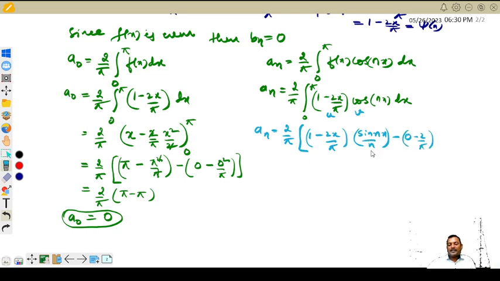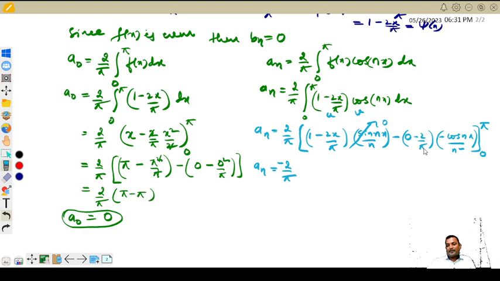Integration of sin nx by n is minus cos nx divided by n square. So next, differentiation of minus 2 by pi is 0. We will stop here itself, given the limits 0 to pi. So an is equal to, again, the value of the sine function for upper limit pi and lower limit 0, the first term becomes 0, students. Now this is 2 by pi times, look at here, this is minus minus plus, plus minus minus.